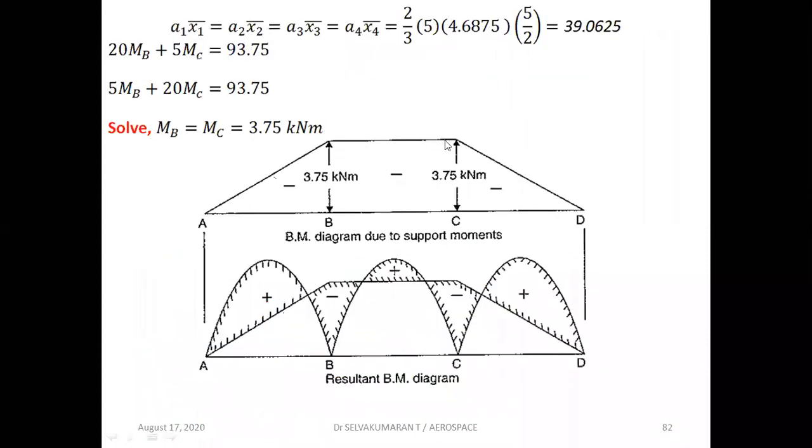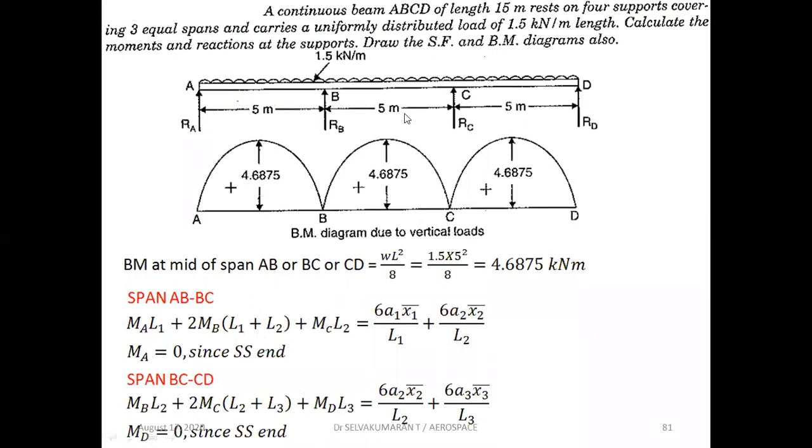Now A1 x1 bar, how to find? I've just taken the same diagram again. Here the beam has the same length and same load, so it's very simple to calculate A1 x1 bar, because the loading is the same throughout from A to D and the length is also the same.